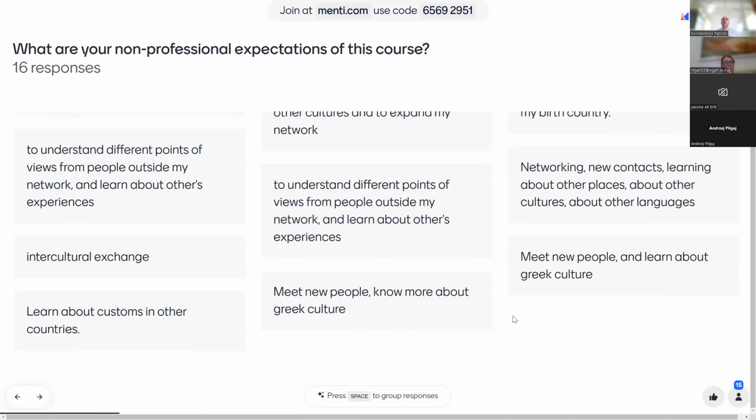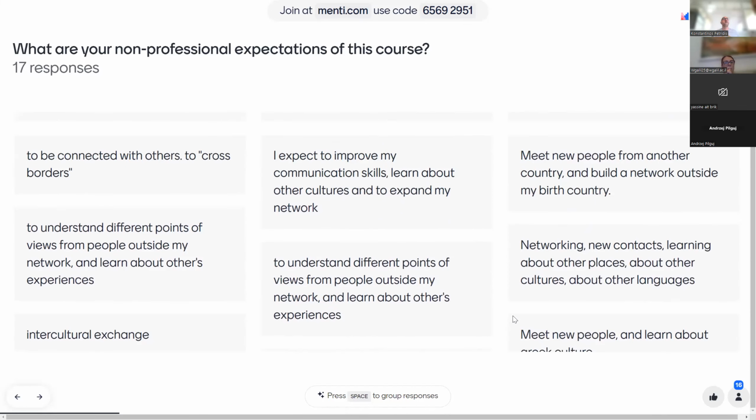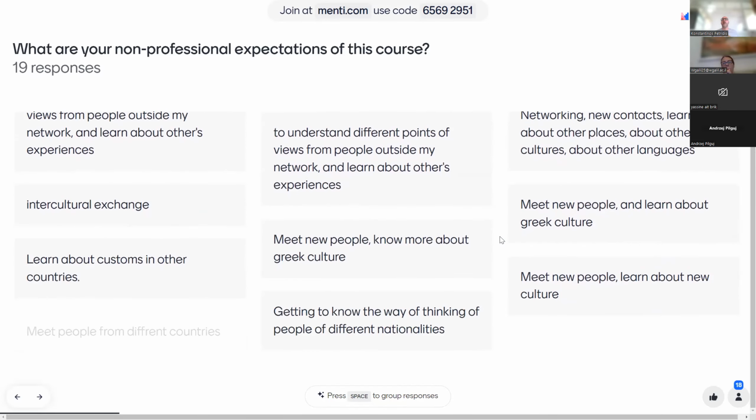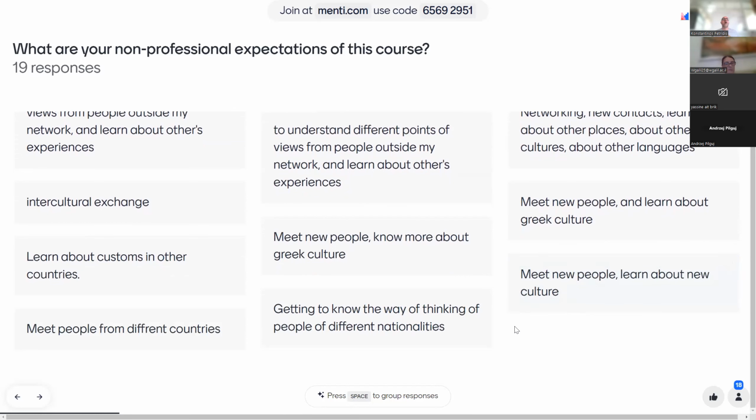Meet new people and learn about Greek culture, meet new people, learn about customs in other countries. Okay, this also depends on the questions that you are going to make. So I think that probably I will prepare, beyond the cultural intelligence lectures that are going to be provided by other people, also how to think as a Greek. And probably this will be an exercise.